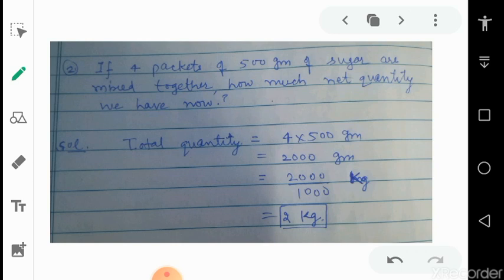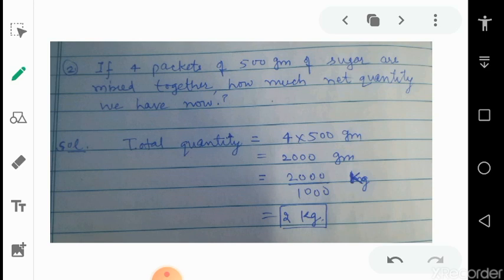Next, if 4 packets of 500 gram of sugar are mixed together, how much net quantity do we have now? Does it follow the rule of division or multiplication? So 4 packets are there, 500 gram each. To find the total quantity we will multiply. So 4 into 500 gram is 2000 gram.